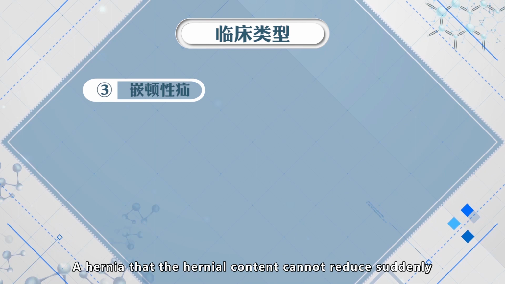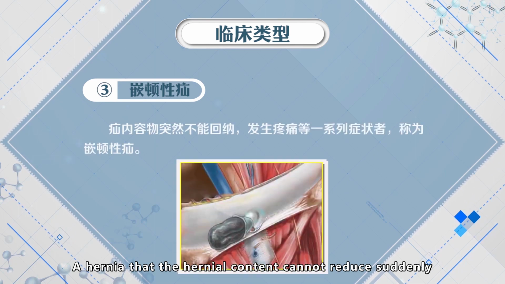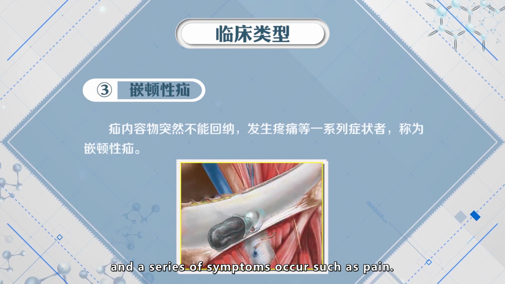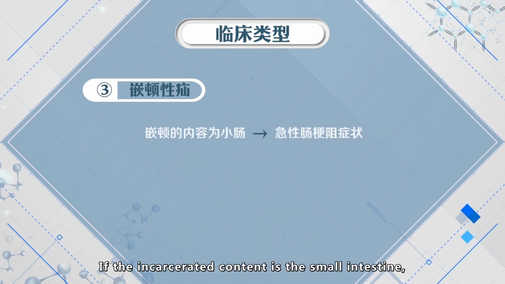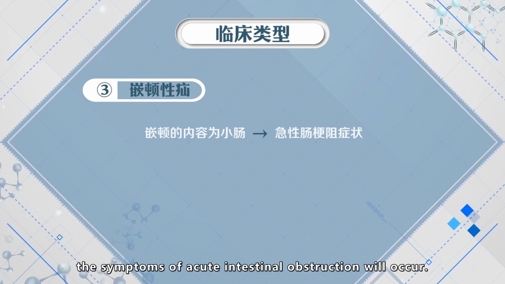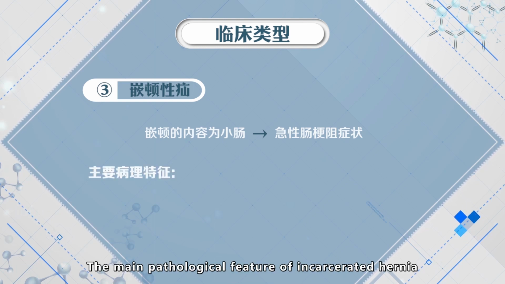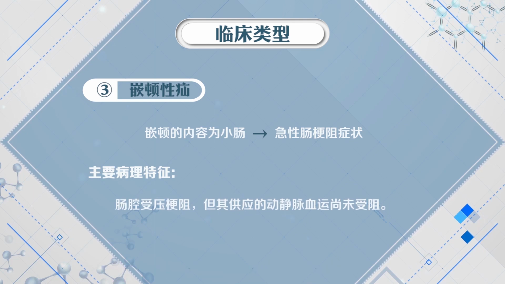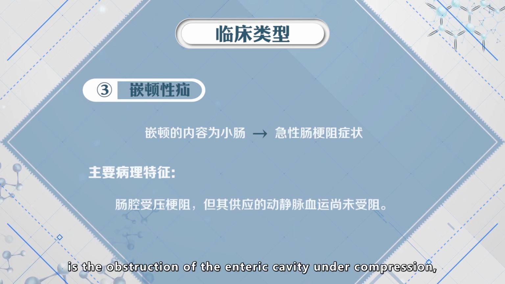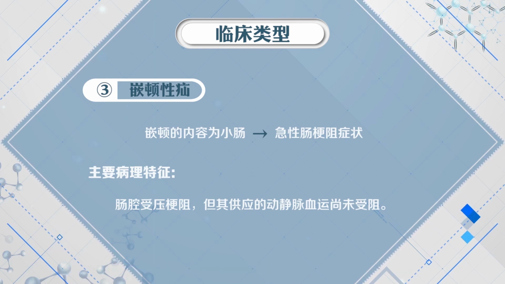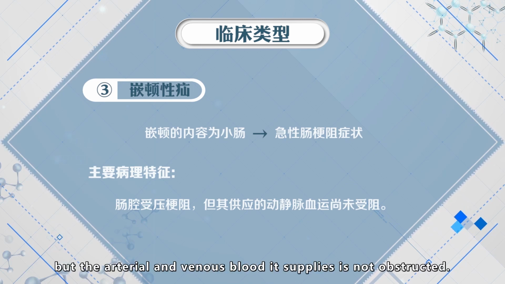Incarcerated hernia. A hernia whose content can't be reduced suddenly, with a series of symptoms such as pain, is called an incarcerated hernia. If the incarcerated content is the small intestine, the symptoms of acute intestinal obstruction will occur. The main pathologic feature of incarcerated hernia is the obstruction of the enteric cavity under compression, but the arterial and venous blood supply is not obstructed.